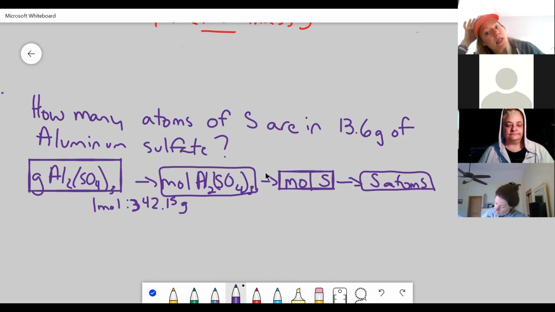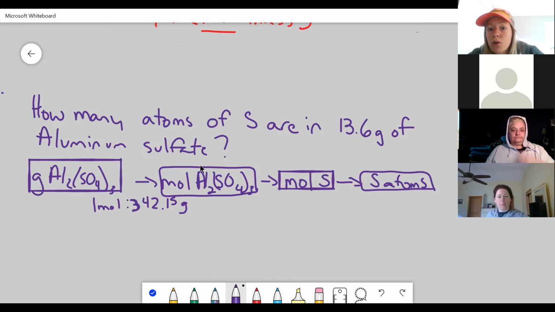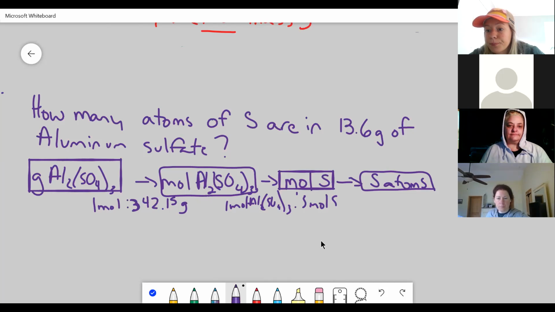Now, the middle step is where I get to hop from the compound into the individual element, and that's looking at the subscripts. So for every one of these molecules or moles, how many sulfurs will I get? I'll get 3 moles of sulfur, because this 3 gets distributed to the oxygen and to the sulfur. So 1 mole of your Al2(SO4)3 yields 3 moles of sulfur.